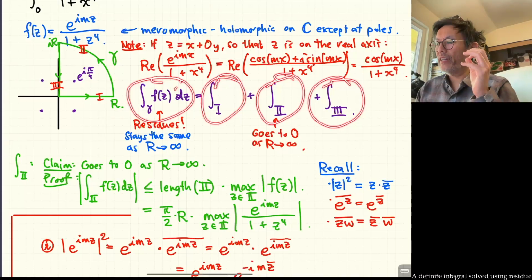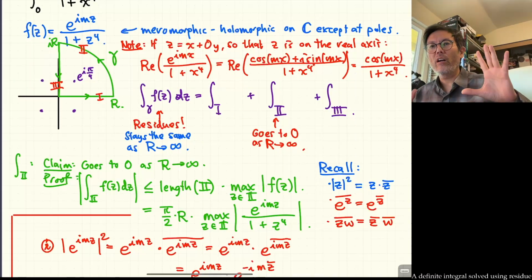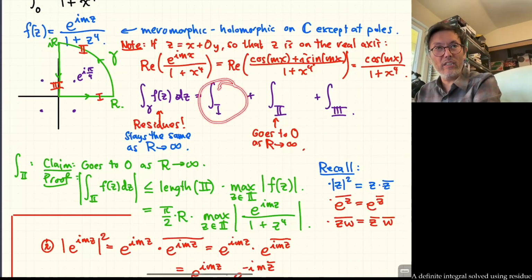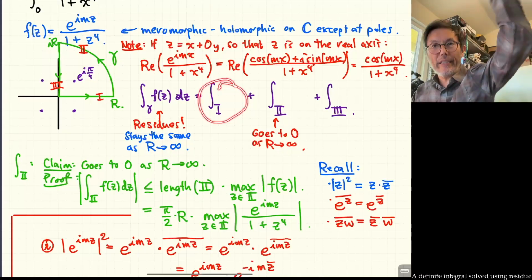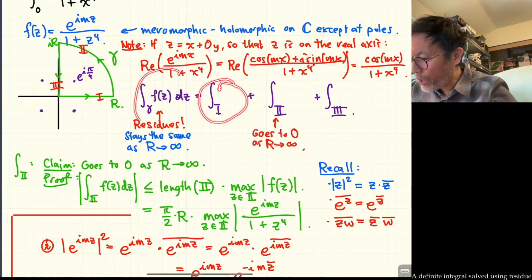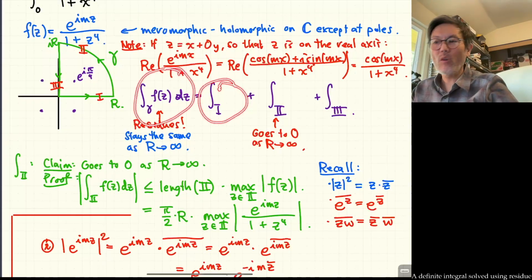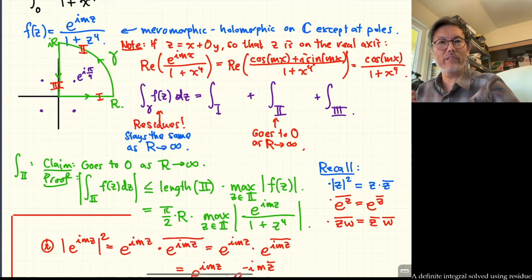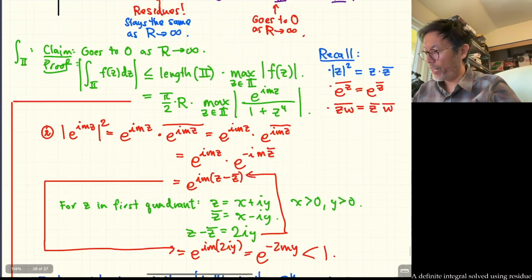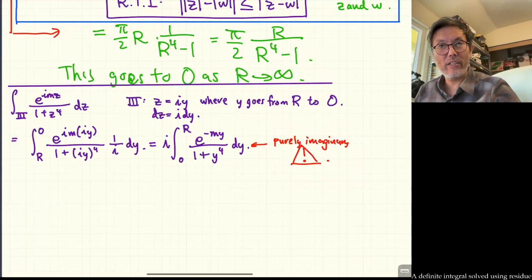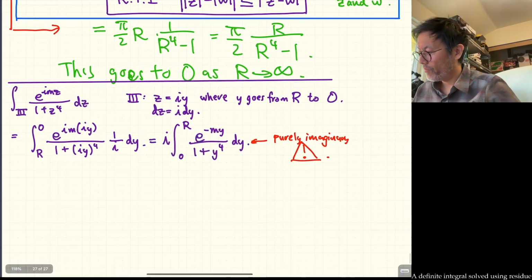Or no, I'm sorry, I said that wrong. Okay. And what you care about, of course, is the real part of this integral, because the real part of this integral is our given integral as r goes to infinity. But that's equal to the real part of this integral. So if I can write down the real part of this integral using residue calculus, then I win. Right? That's the crucial insight of this third integral being purely imaginary. Okay?